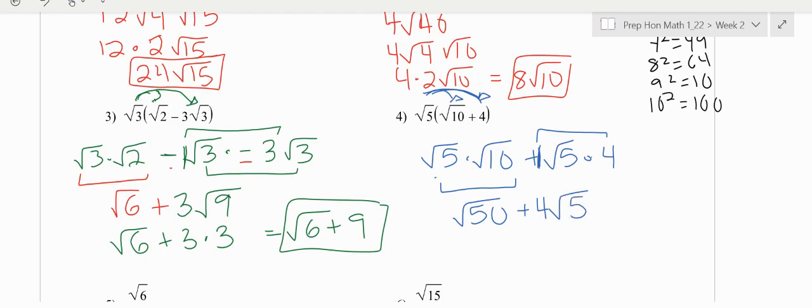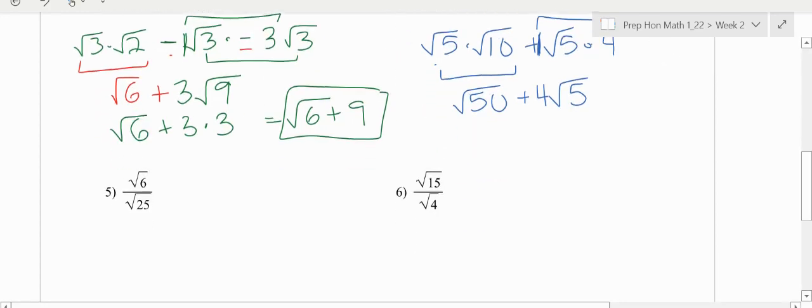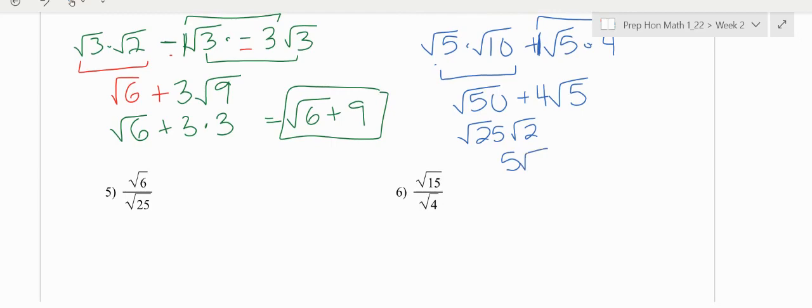And then I'd have to simplify the square root of 50. So the square root of 50, that would be 25 times 2, or 5 radical 2, plus 4 root 5. They both don't have the same number under the radical, so they're not really considered like terms. So that would be your final answer, 5 root 2 plus 4 root 5.